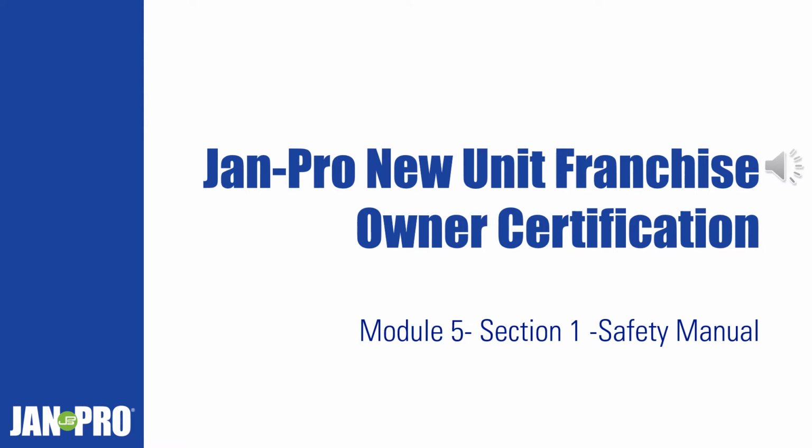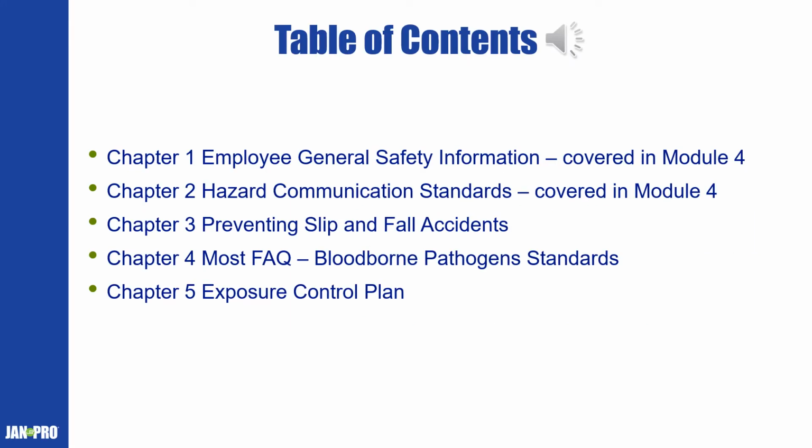Module 5, Section 1, Safety Manual. Your safety manual has several different chapters to it. Chapter 1 and 2 we covered in Module 4. Chapter 3 we're going to talk about, 4 we're going to talk about, and 5 we're going to talk about a little bit here. For more details on any of these, make sure you look in your training manual.